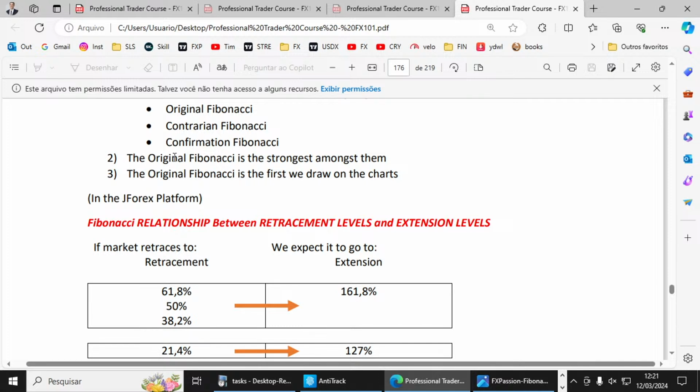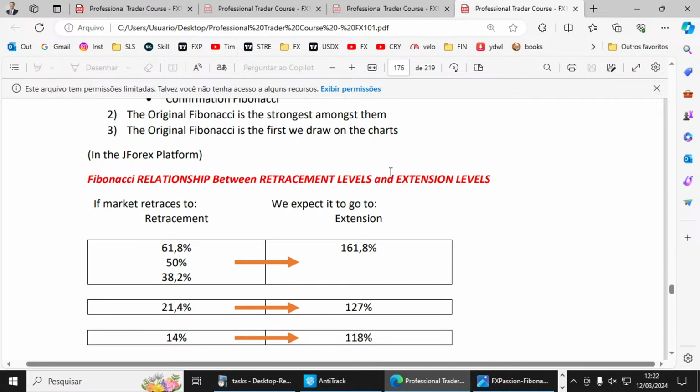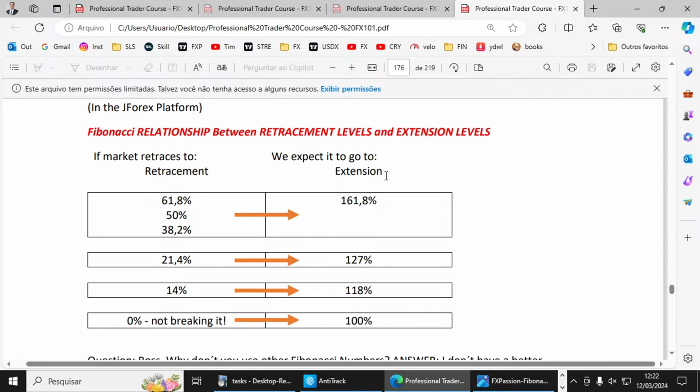Rule: the original Fibonacci is the strongest amongst them. Alright? You might write this down. The original Fibonacci is stronger. Alright? The original Fibonacci is the first we draw on the charts. Okay, everybody?